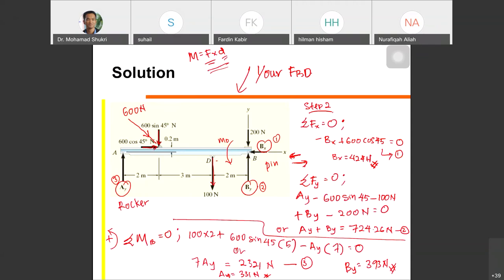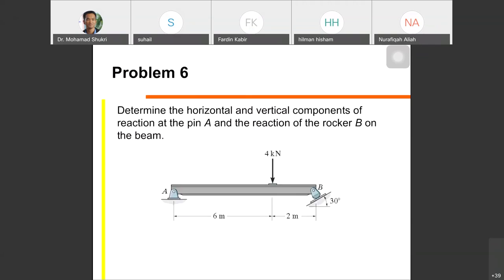Okay, if no question, I think we will do the last example for this morning. So problem number 6. So you have two supports at A and at B. Determine the horizontal and vertical component of reaction at pin A and reaction on the rocker B.